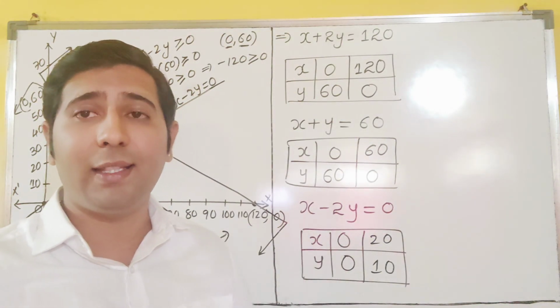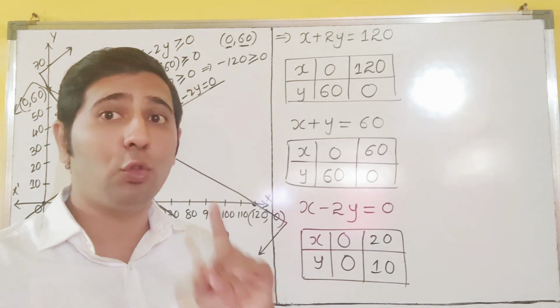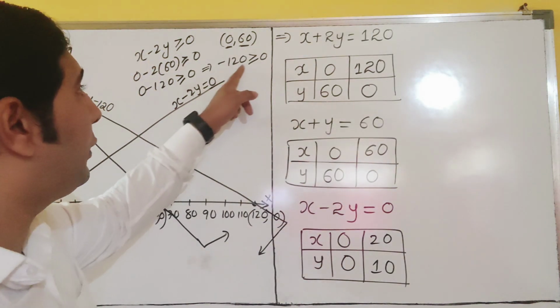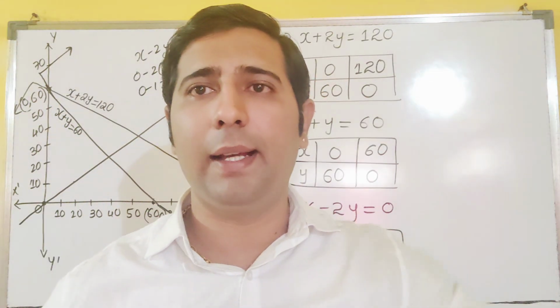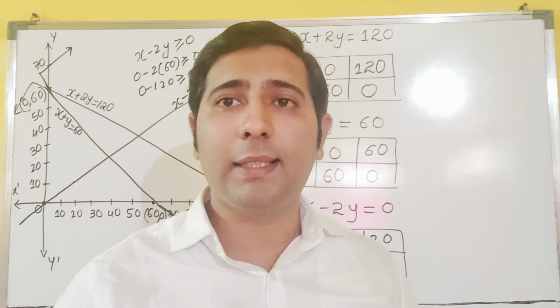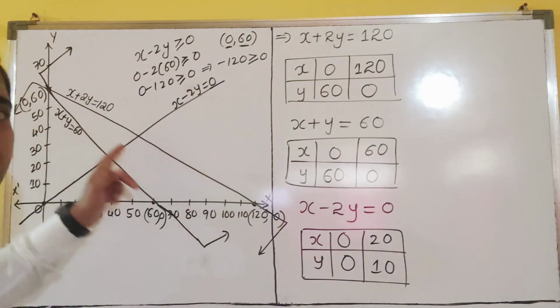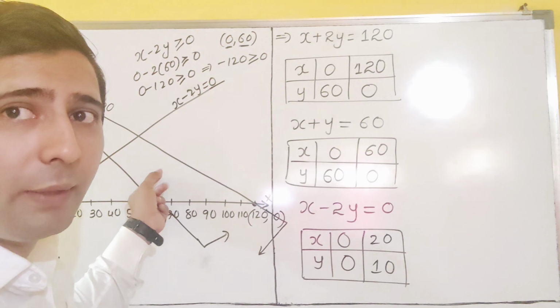Minus 120 greater than 0 is false. That means I am saying it is false. Minus 120 cannot be greater than 0. Understood? So this is not possible, dear students. That's why shading will not come here. This will come automatically. Here only shading will come.